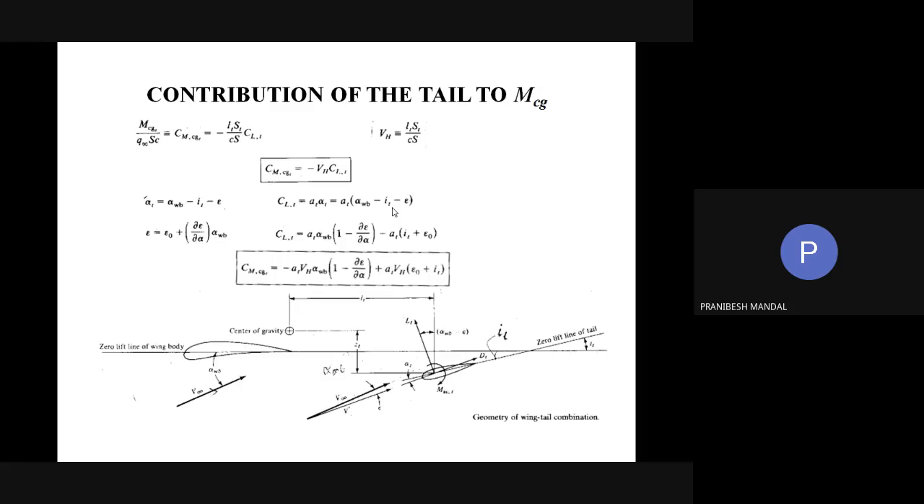The expression is correct, na? Yes, sir. So IT, what is IT? IT is the tail setting angle that I have got from the airplane data. So IT is of no problem. Alpha wing body I know already. But epsilon, do we know what is epsilon?